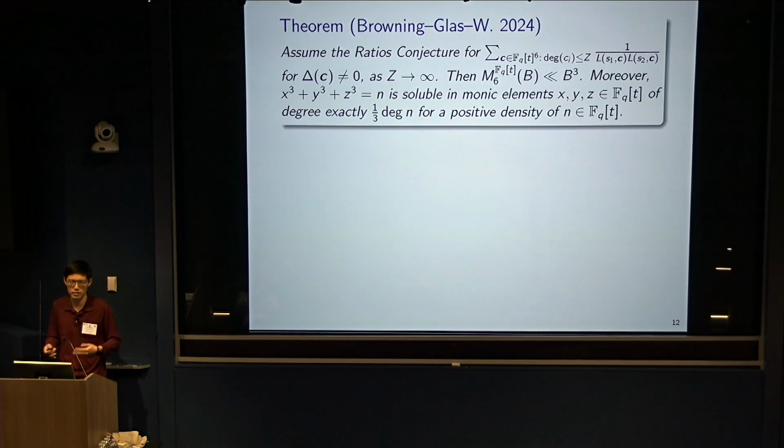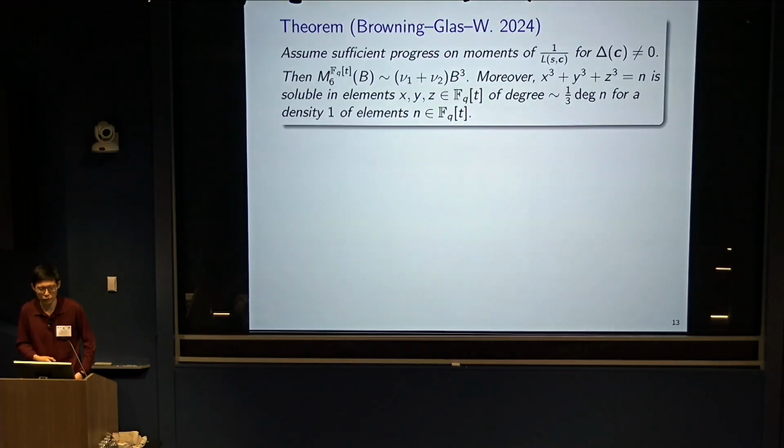So Wasserstein did it when x, y, and z are of size n, but now it's of size much smaller, so it's harder to solve. This is a positive density result, and with the constraints here, you can't actually get density 1. But if you allow your variables to be a little bit larger, not just exactly n to the 1/3, but maybe n to the 1/3 plus epsilon, then you can get density 1 of n's represented in this form, so it's nearly optimal.